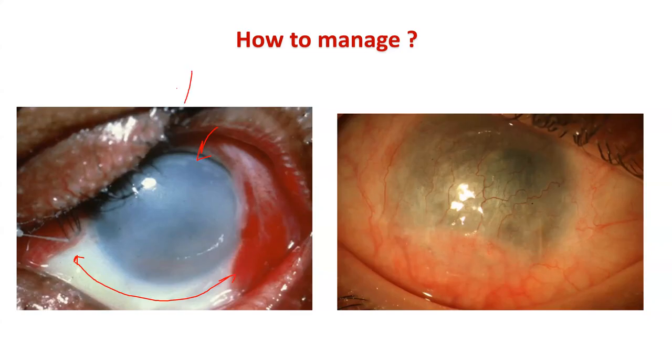So this patient has an acute attack or acute stage. This patient is presenting acutely in the few days after the chemical burn. But you can see this patient has a more quiet eye, and there is conjunctivalization and cicatrization of the cornea. So this means that this patient has a chronic case, or it's a chronic chemical burn. So how can we treat these patients?